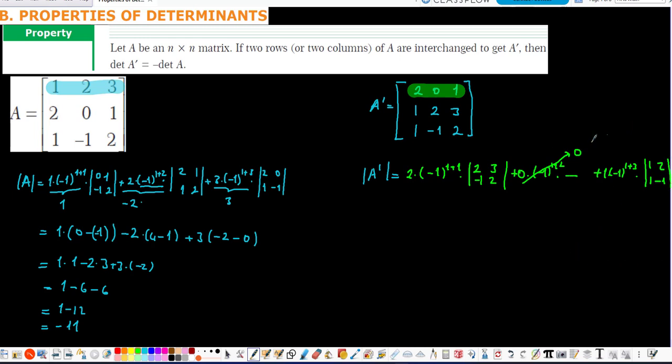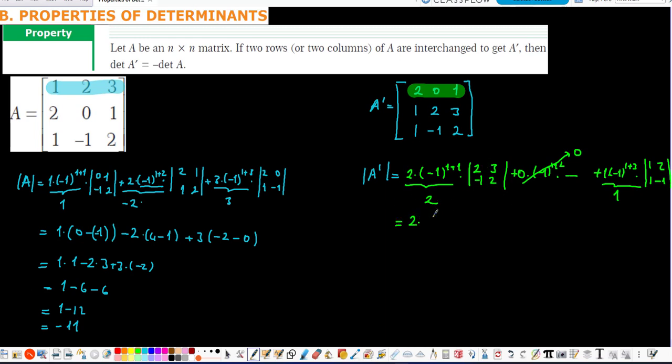So since this part is 0, I'm going to cut that one, and here this is going to be positive because the power is even, so that's going to be equal to 2. And this is positive again, power is even, so the multiplication result at this part is going to be equal to 1. Then I'm going to continue with the 2 times the matrix.